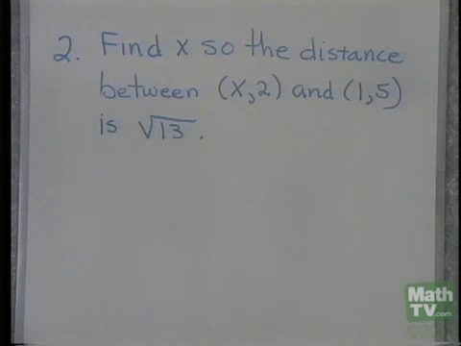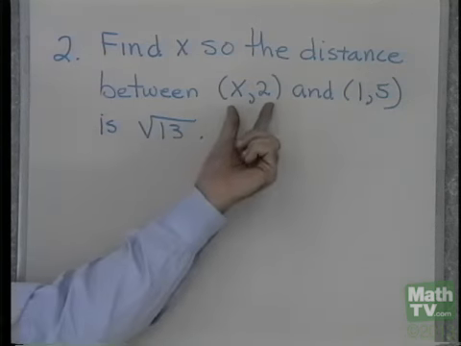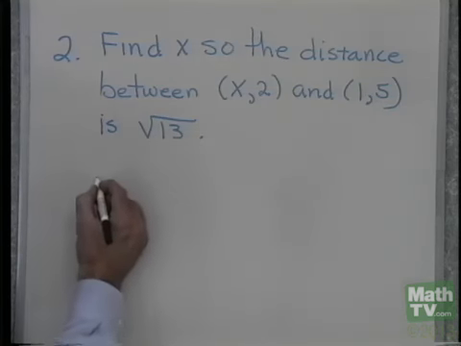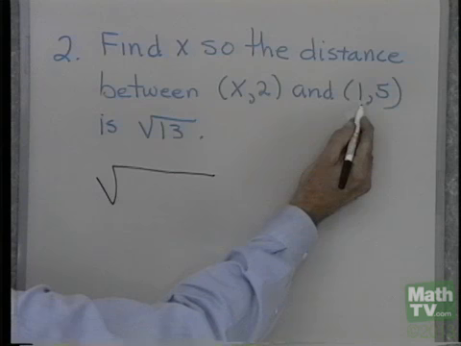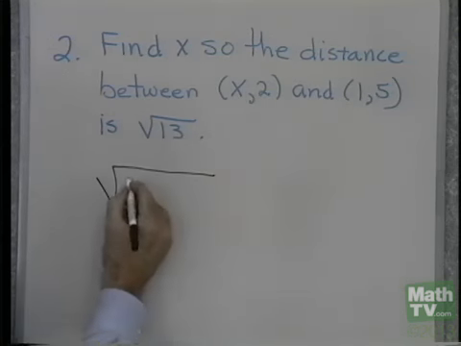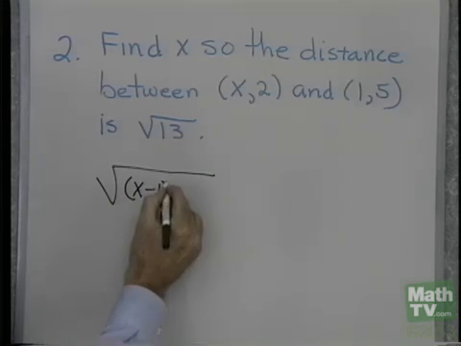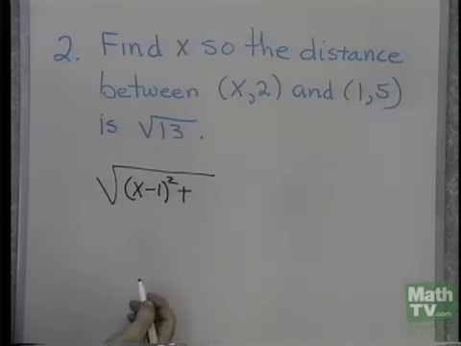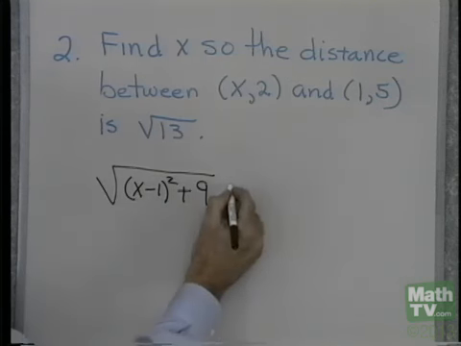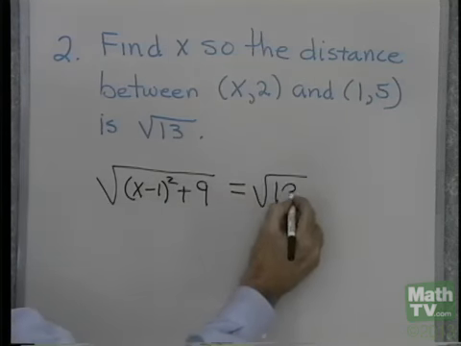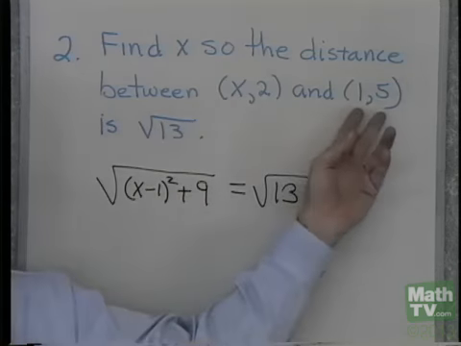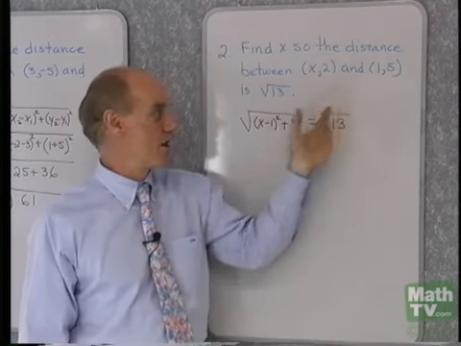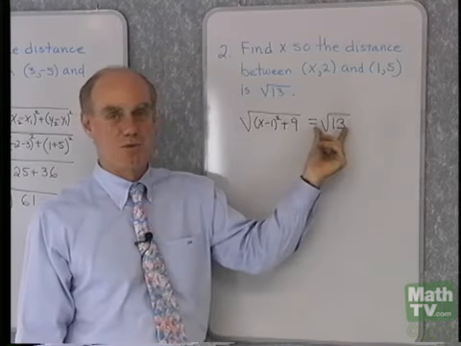For problem number 2, we want to find x so that the distance between (x, 2) and (1, 5) is square root 13. So let's use our distance formula. The distance between this point and this point will be the difference of the x-coordinates squared, so I'll take (x minus 1) squared plus the difference of the y-coordinates, 2 subtract 5 is negative 3, squared is 9. That's equal to square root 13. So the distance between these 2 points is square root 13. So I apply my distance formula to the 2 points and I get this expression. I know that's equal to square root 13.